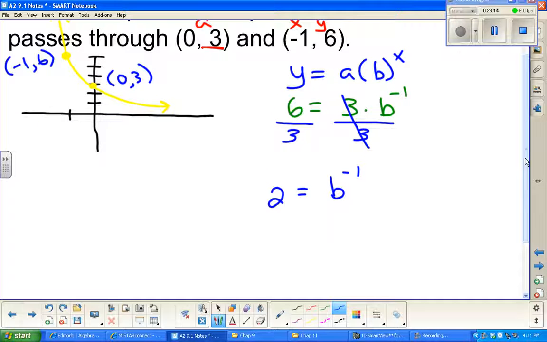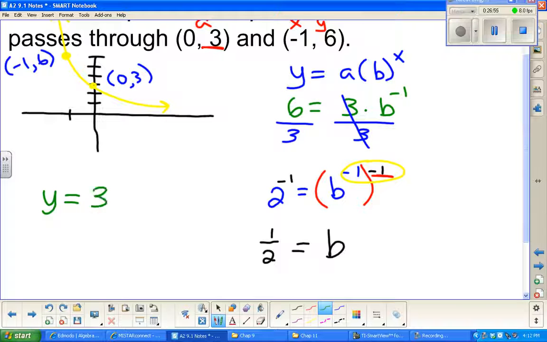I guess there's a couple ways to do this. We want to know what b to the first power is. One way is to think about what power you could raise this to, where the product of the exponents equals 1. Wouldn't it work if I raised both sides to the negative first power? Over here, negative 1 times negative 1 is positive 1, so this will be b to the first power. And 2 to the negative first power, remember, is a reciprocal because the exponent is negative, so it's 1/2. That should be our b value, and that's all we need to write the equation. The equation would be y equals what we started with, 3, times the b value to the x power. And that's our equation.